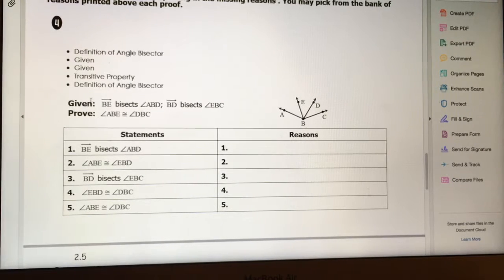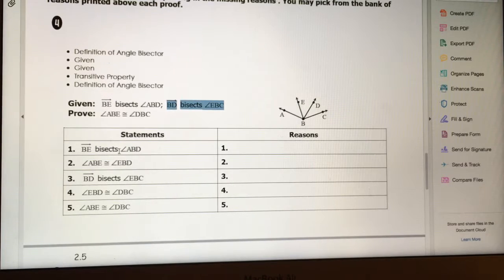So we're told that ray BE bisects angle ABD. So we should probably make markings on here. I can't write on this computer, but we should make a marking right there and right there to indicate that we know angle ABE is congruent to angle EBD by something. We'll see what that means in a second. And then we also know ray BD bisects angle EBC. So that means those two angles are going to be congruent or equal.